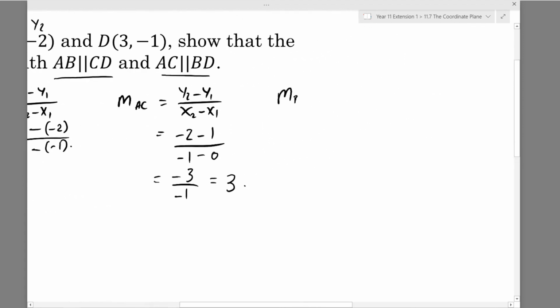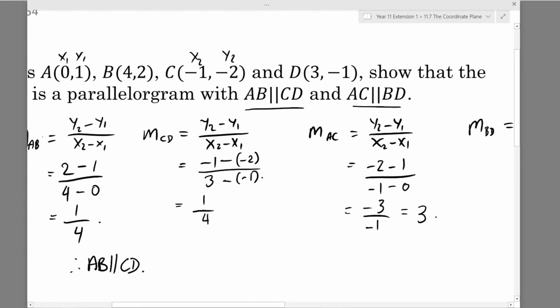Now we're going to do M of BD. So that is, let's remove these little guys here.